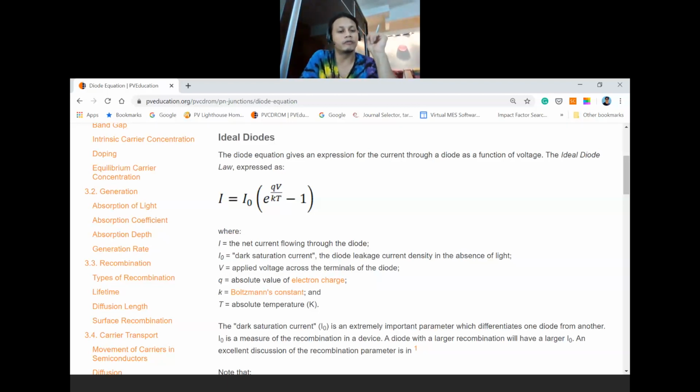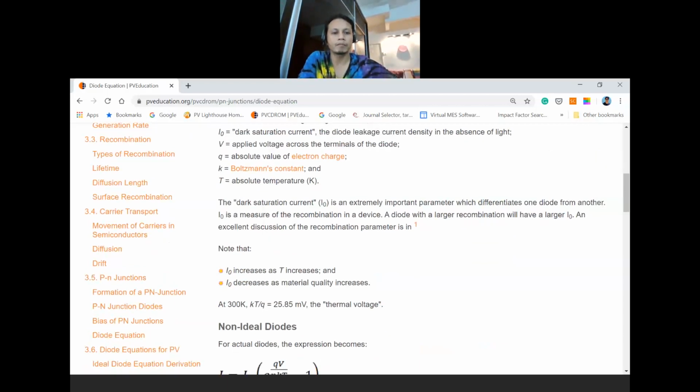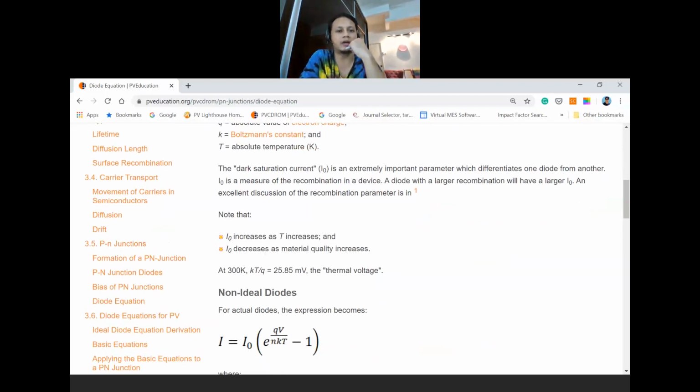Okay, voltage, V is the voltage applied across the terminal of the diode, so across your plus terminal and negative terminal. q is the electron charge, k is the Boltzmann constant, and T is the temperature. So look at this. I naught, the diode saturation current, is an extremely important parameter which differentiates one diode from another diode, and also a measure of recombination in the device.